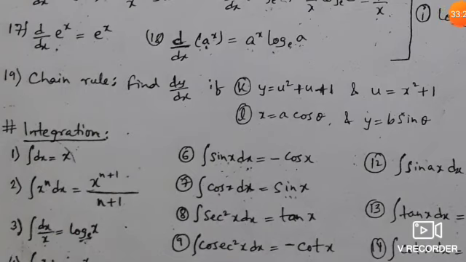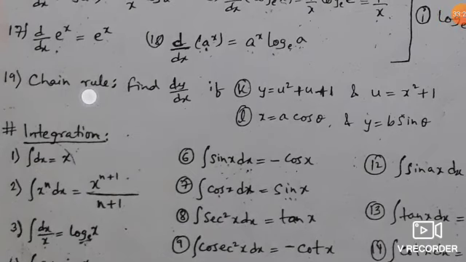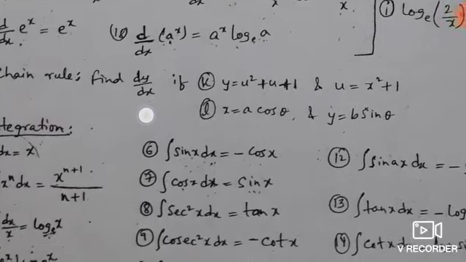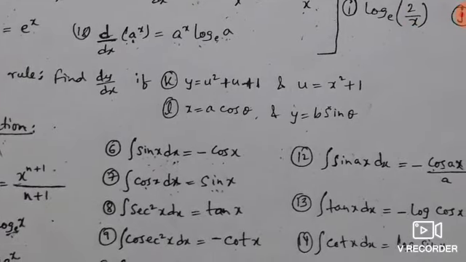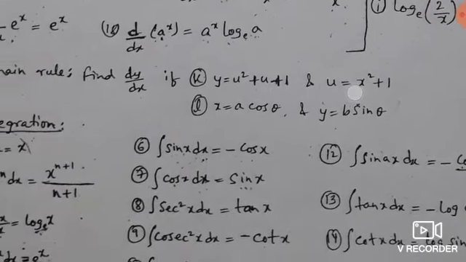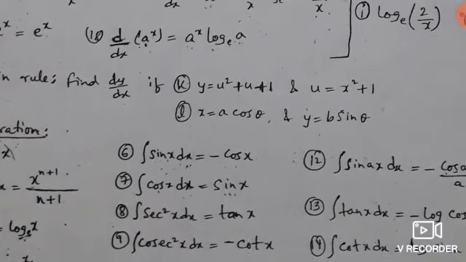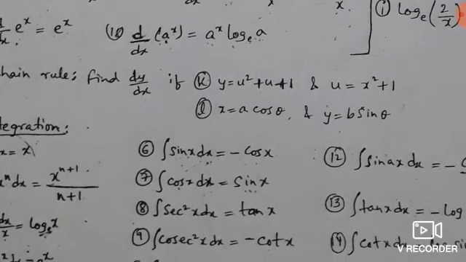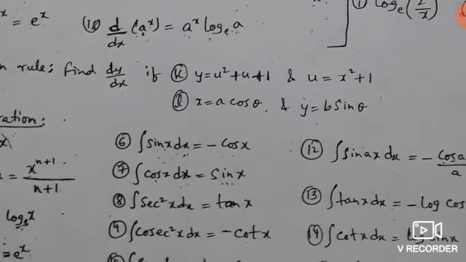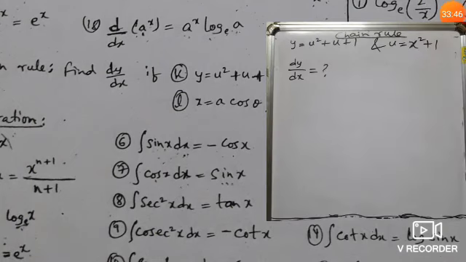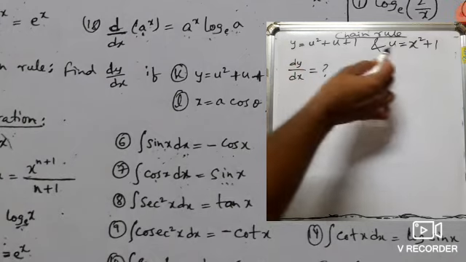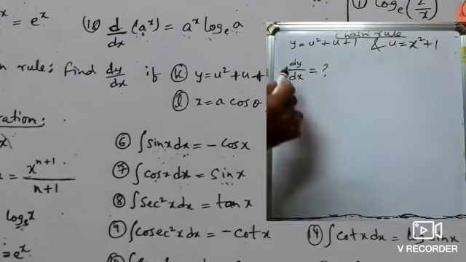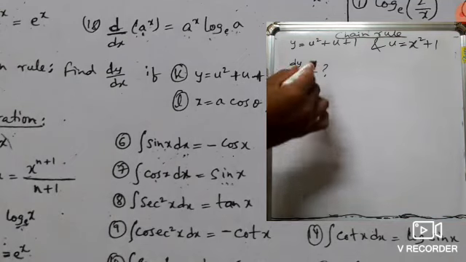Now let us study the last formula of differentiation, the chain rule. Find dy/dx if y equals this and u equals this. So what is the chain rule? I will solve problem number K and L will be homework for you. So we will solve the chain rule. On the board you can see that the value of y is this and u equals x square plus 1. We have to find dy/dx.